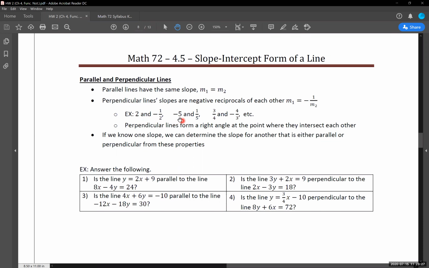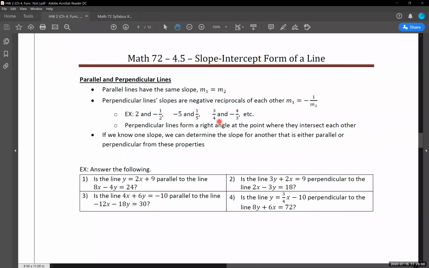Working with -5 and 1/5, I'm starting with -5. So again, it's implied to be over 1 as a fraction. So I flip the fraction, that gives me a -1/5. And then I change the sign to a positive, that gives me a positive 1/5. So these two are negative reciprocals of one another.